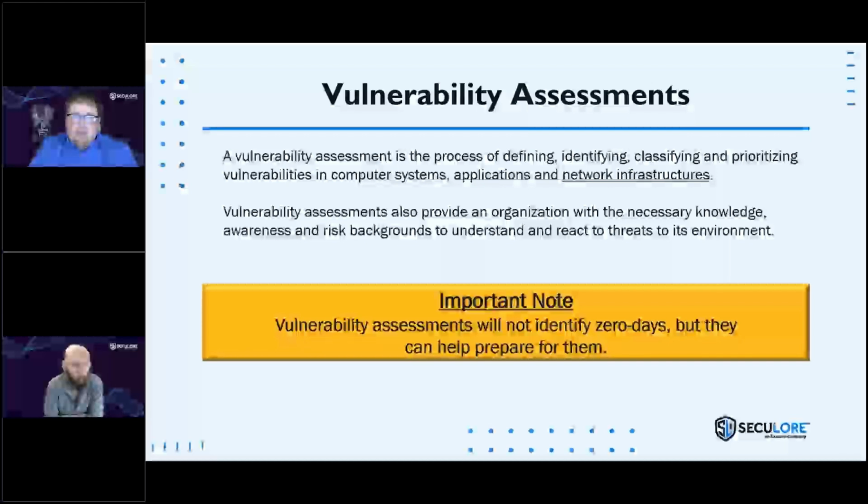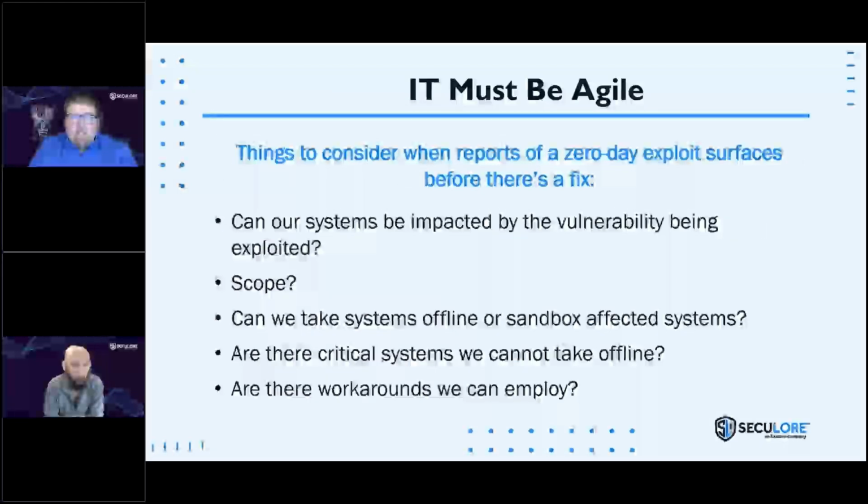IT must be agile. So if you do face a 0 day before there's a fix, what can you do? You've got to ask yourself what systems can be impacted by the vulnerability. What's the scope? Learning how to take systems offline safely. And are there critical systems you cannot take offline? And are there workarounds we can employ? And Aaron, this is kind of a big deal for a lot of our audience because obviously in public safety and government, you have a lot of critical systems that can't be offline. So you have to find workarounds for these things.